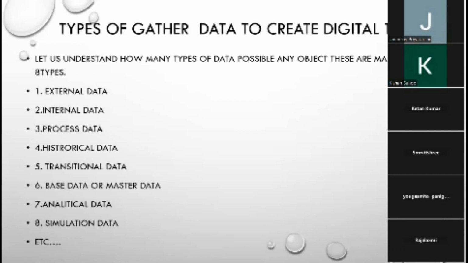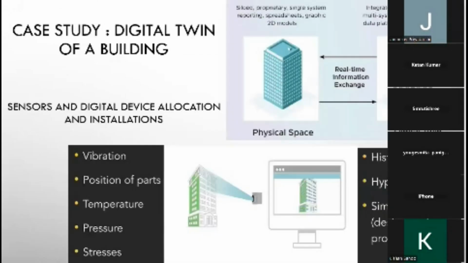And we can use those data to understand what exactly the digital twin is doing. Let's take a case study. The case study of a building. Let's consider this is a physical space which is represented in a 2D picture. And we have all the information about that physical building, and that physical building twin we need to replicate, or a digital twin we need to create.